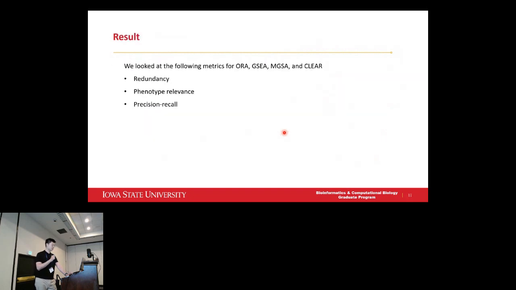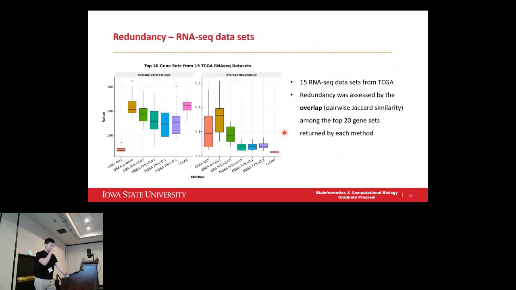We test our method and also other popular methods, ORA and GSEA, on three metrics: redundancy, phenotype relevance, and precision-recall. For the redundancy, we use 15 RNA-seq datasets from TCGA. We run our method and the other methods on those datasets, and assess the top 20 gene sets for their overlaps.